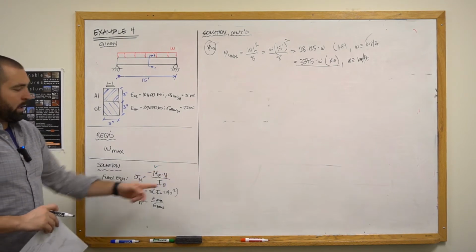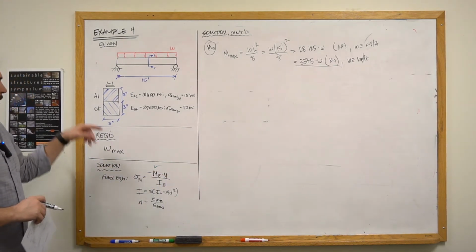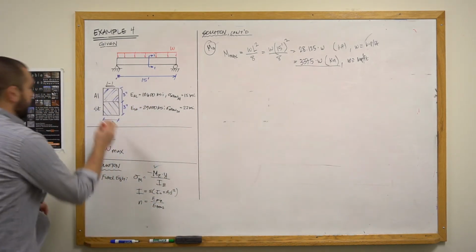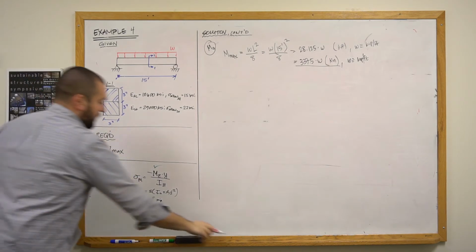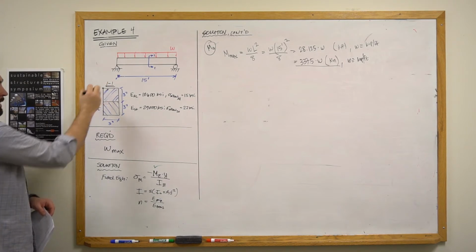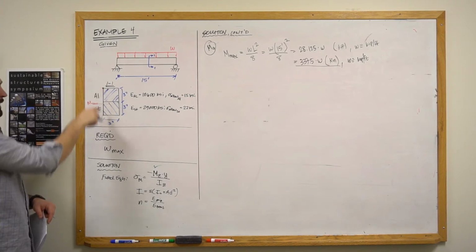So y, I guess we could talk about y, but it probably makes sense to do it later. Looking at this cross section, if I have some moment acting on it, the maximum stress in the aluminum is going to be at the extreme fiber of aluminum, which would be the very top of the section.